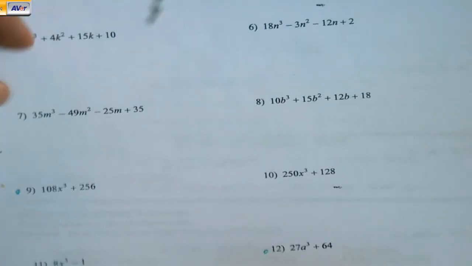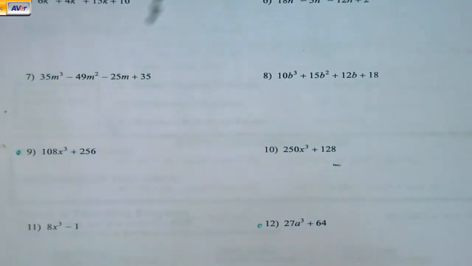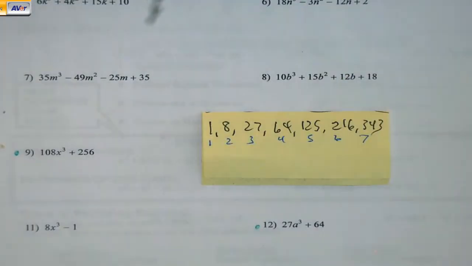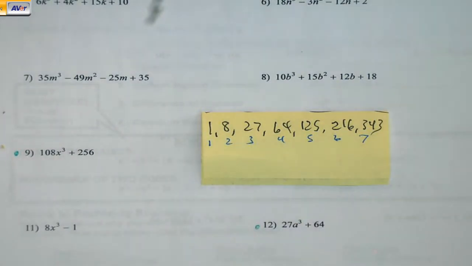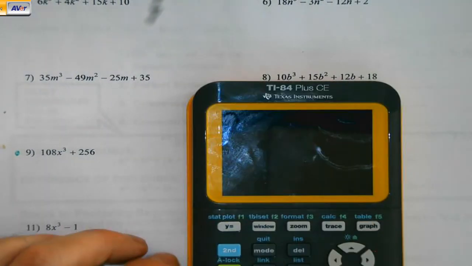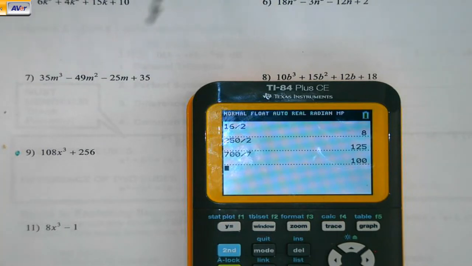So I go down a little further, and I look at number 9, let's say. Now, I see the cube. Now, normally that's going to tell me, ooh, it's going to be sum or difference of cubes. But I start looking at my cubes, and I'm like, wait a minute. 108's not on my list, neither is 256. What's going on? Oh, maybe, just maybe, something is going to divide into both of those, and then I'll end up with a cube. So I start playing around a little bit.